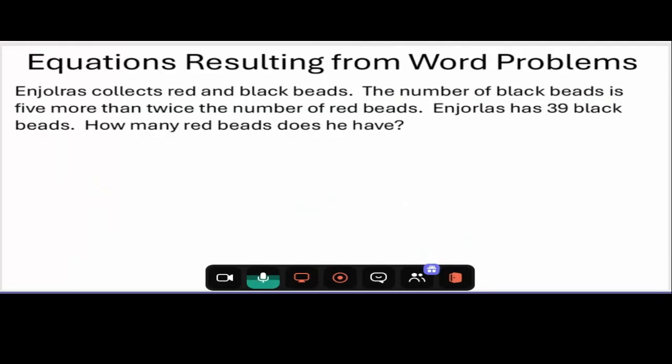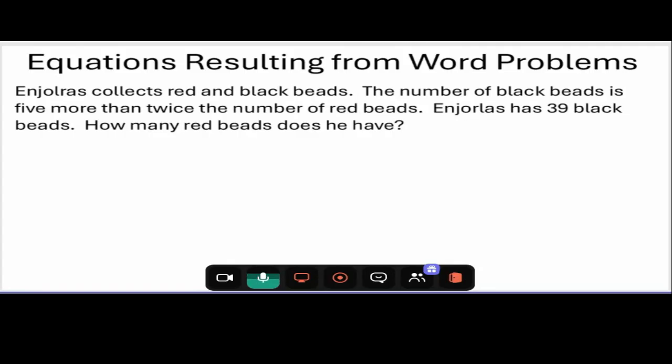Enjolras, a good French name, collects red and black beads. And some of you might catch a little Les Miserables joke going on here. The number of black beads is 5 more than twice the number of red beads. Enjolras has 39 black beads. How many red beads does he have?